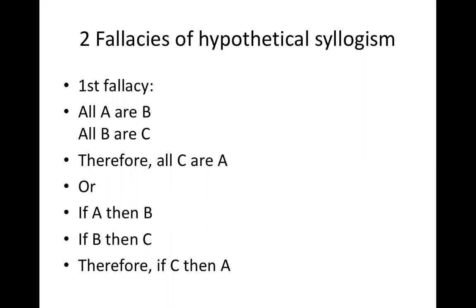Now, let's look at two fallacies of hypothetical syllogism. There are two fallacies. The first fallacy: all A are B, all B are C, therefore all C are A. You notice that something changed from the last argument. What is it? What changed from the last argument?